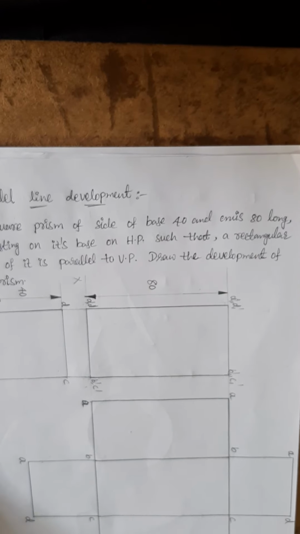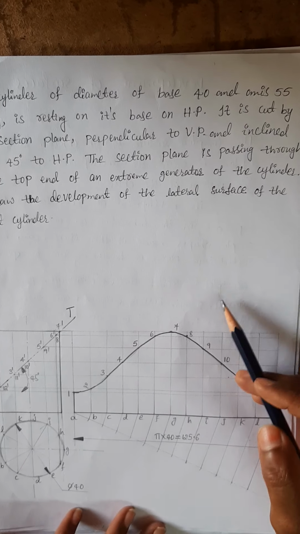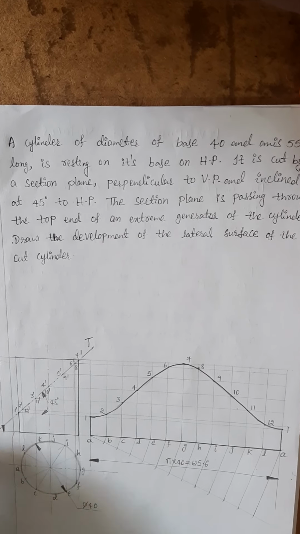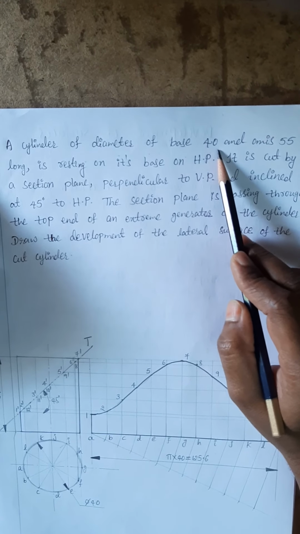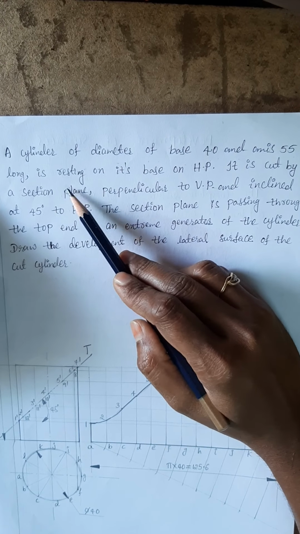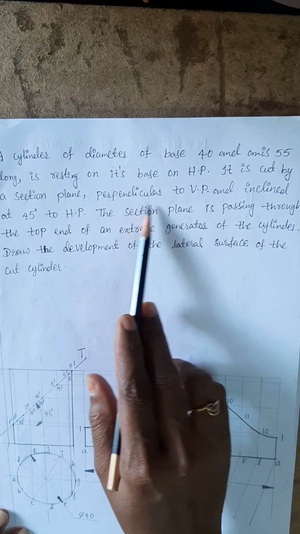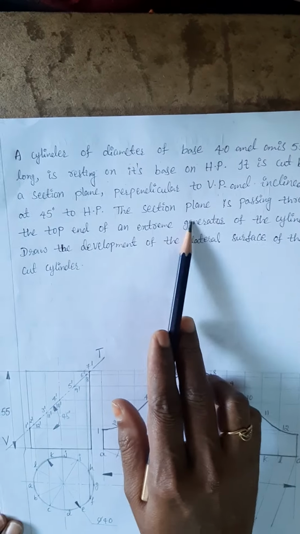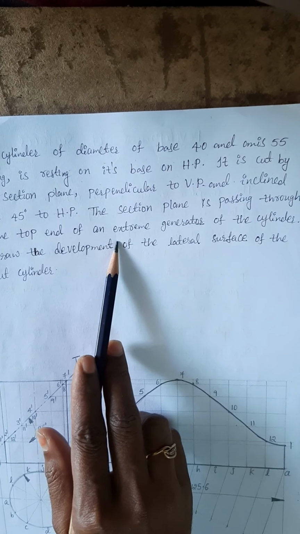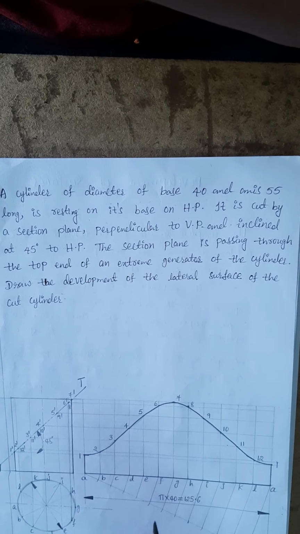Next method is with sectioning. With sectioning, the cylinder diagram. What is the problem? A cylinder of base diameter 40 mm and axis 50 mm long is resting on its base on HP. It is cut by a section plane perpendicular to VP and inclined at 45 degrees to HP. The section plane is passing through the top end and extreme generator of the cylinder. Draw the development of the lateral surfaces of the cut prism.